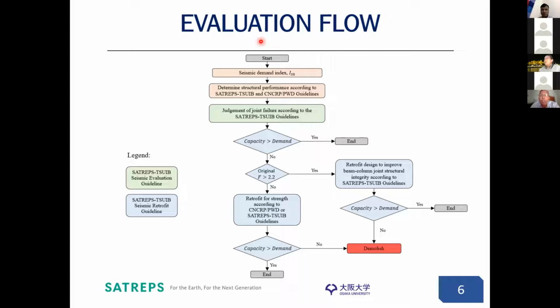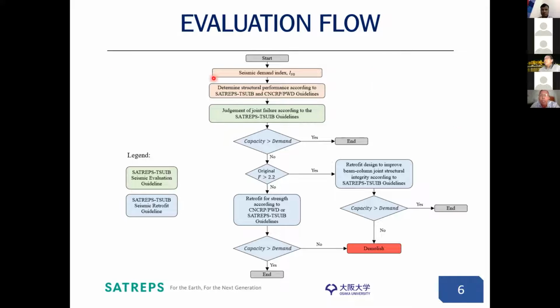This is the overall evaluation flow. And overall, I would like to say the overall flow, not the evaluation flow, because this also includes the retrofitting part. So at the start, we determine the seismic demand index Is0, as discussed earlier by many other presenters. This is according to the CNCRP guidelines, which are actually based on the BNBC recommendations or BNBC guidelines. Is0 was also discussed by Rafiqul San earlier.